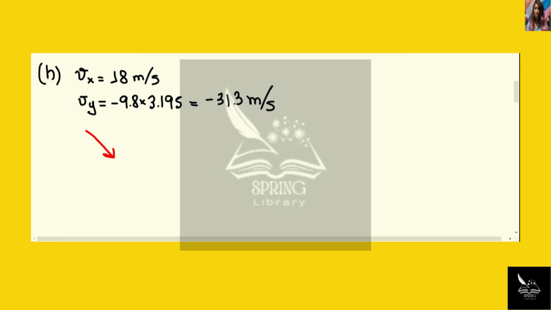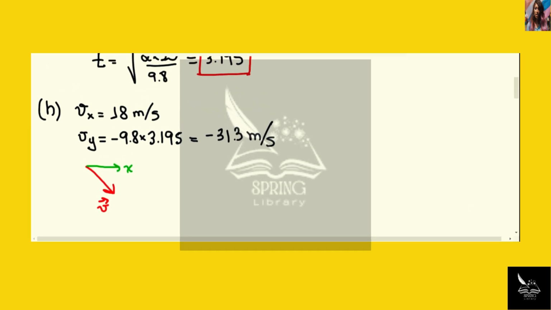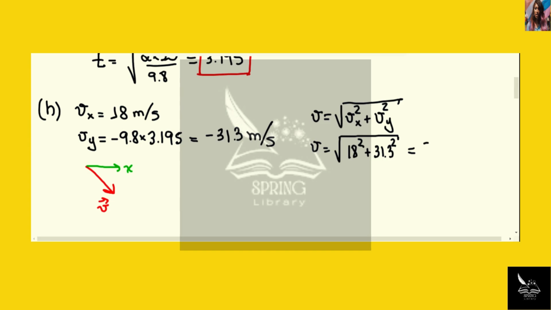The velocity is pointing in this direction. Suppose that this here is the x-axis, and this here is the velocity. We want to calculate the speed. The speed is just the magnitude of the velocity, so it's the square root of vx squared plus vy squared. So this is the square root of 18 squared plus 31.3 squared, which is equal to 36.1 meters per second.